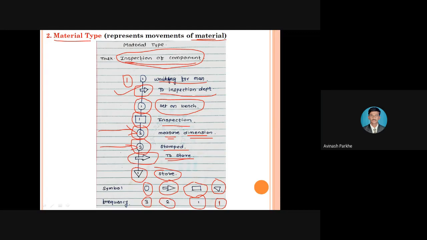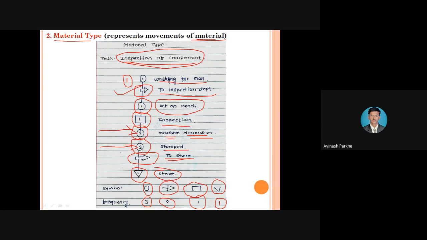But during the inspection, whatever movements are taking place by that particular material from one location to another location, whatever measurements we have done on that material, whatever inspections we have done on that material, and then again whatever movement takes place from the inspection department to the store department, all the movements performed on the material only are represented by using this second type of material flow process chart.